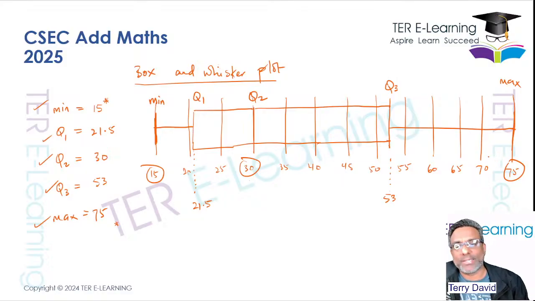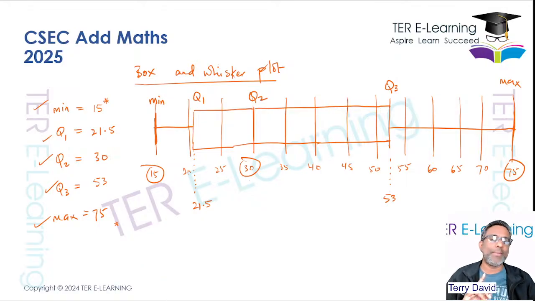But let me ask a question. CXC may make us plot the box and whisker, and they may ask us what is the disadvantage of using a box and whisker plot. Anybody know the disadvantage? What is the disadvantage of using a box and whisker plot? Yes, you can draw this diagram in pencil, right?